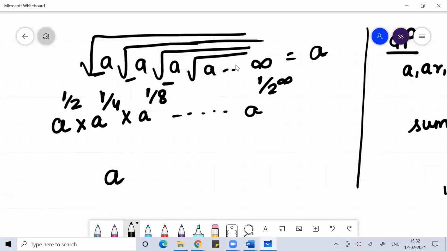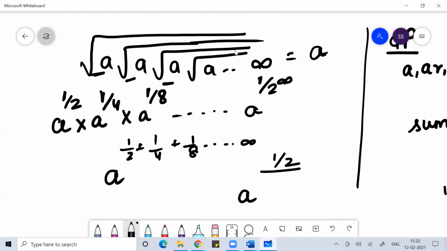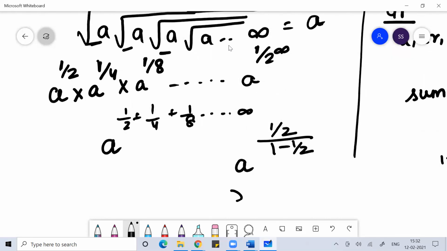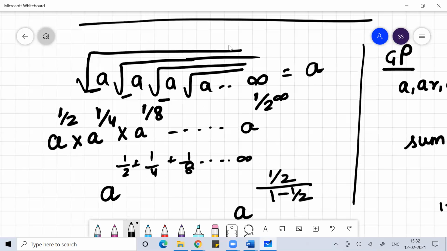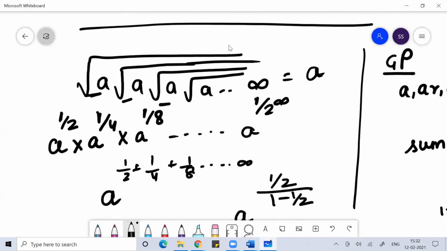So if you write this, this is 1 by 2, this is 1 by 2 plus 1 by 4 plus 1 by 8, like this it goes to infinity. If you apply the GP formula A by 1 minus R, ultimately you will get A only. If you understand this, well and good. If you do not understand, also no problem.